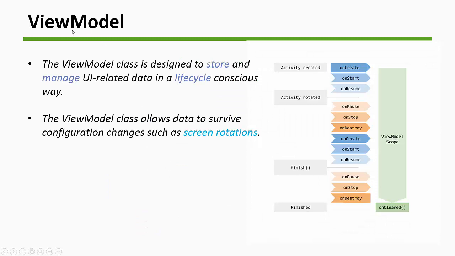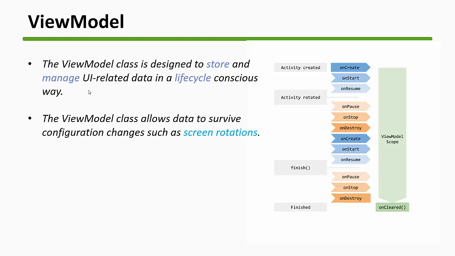So what is ViewModel? Let's start with ViewModel. ViewModel is a class that is designed to store and manage UI related data in a lifecycle conscious way. So why do we want to save data in ViewModel? The problem with saving data in an activity is that activity is just a UI container. You are not supposed to save data in an activity, because an activity can get destroyed, can get recreated. There are multiple things that can happen with an activity, and in that scenario your data will get lost, because if an activity is recreated, no data, boom.